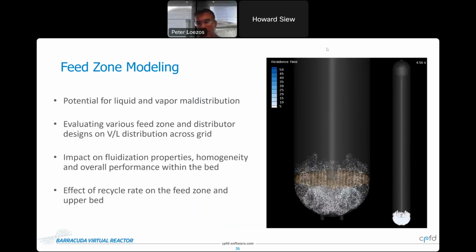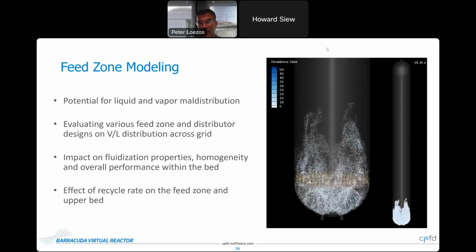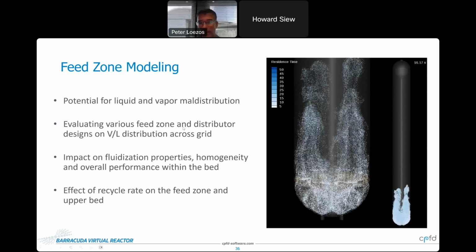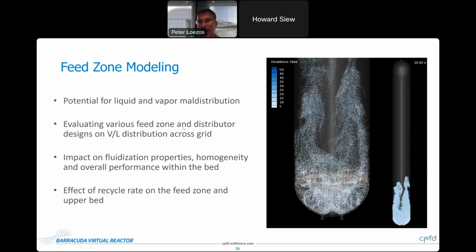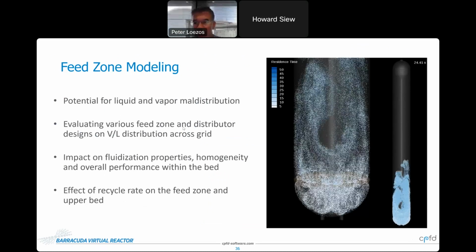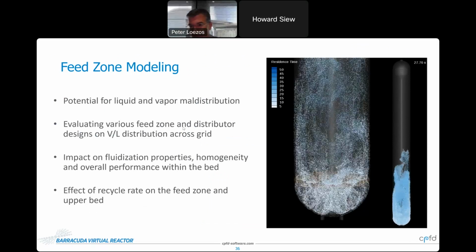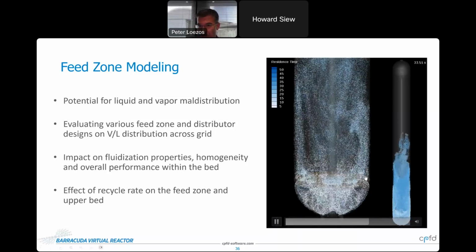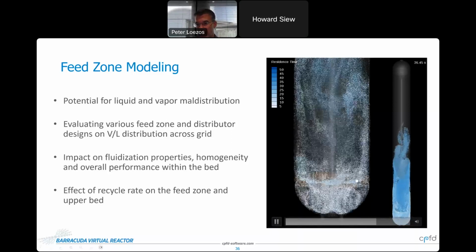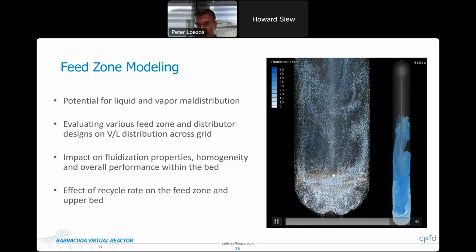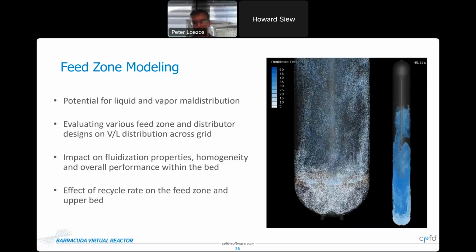So let's look at the bottom of the reactor and talk about the feed zone. Here, very similar to the FCC regenerator, you have the potential for liquid and vapor maldistribution. So we're evaluating various feed zone and distributor designs on the vapor liquid distribution across the grid and how these impact fluidization properties, homogeneity, and the overall performance within the bed. What they see sometimes for these commercial applications is that the gas will preferentially go to the outside of the distributor towards the wall of the reactor and channel along the reactor wall, with the liquid preferentially channeling up the center. And of course, that's going to have a pretty significant impact on performance.